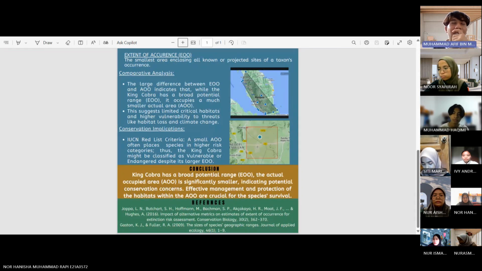Thank you, Ivy. To conclude, by analyzing both EOO and AOO, conservationists can determine the species distribution patterns and identify critical habitats that require protection. This data helps in assessing the species' vulnerability to threats such as habitat destruction, human-wildlife conflict, and climate change. Consequently, it aids in formulating targeted conservation strategies, prioritizing areas for habitat restoration, and implementing measures to mitigate threats. Overall, understanding EOO and AOO is essential for making informed decisions to ensure the long-term survival of the king cobra. That's all.